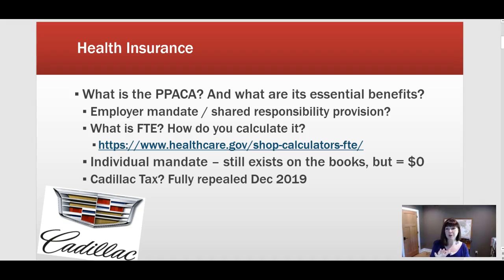And the essential benefits of the PPACA, there's a list of them in your book, and there are, looks like, 10 of them. So ambulatory patient services, emergency services, hospitalization, maternity and newborn, mental health and substance abuse, prescription drugs, rehab services and devices, lab services, preventive and wellness services, pediatric services. So those are the essential benefits, and those are the things that must be offered in an insurance plan in order for it to be acceptable to the PPACA.